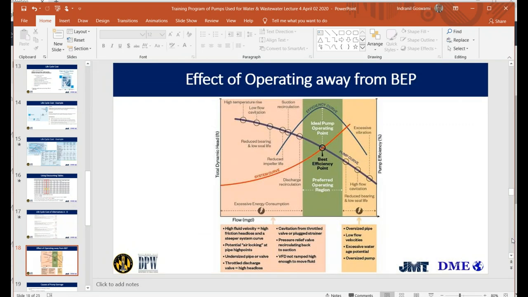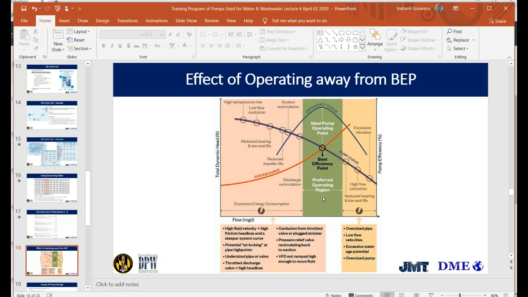I thought that I had embedded this slide. I should have talked about this sooner, but I thought I had talked about this in lecture three. This is another look at it. Basically, we had talked about how the system curve intersects with the pump curve, and that gives us our ideal operating point and the best efficiency point, essentially. That's that point.